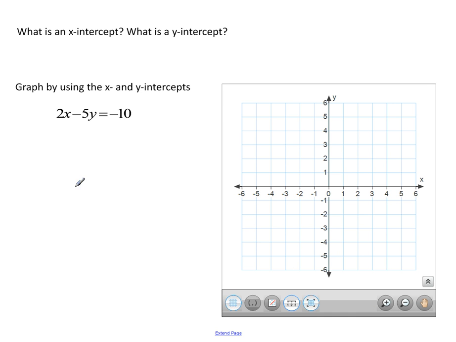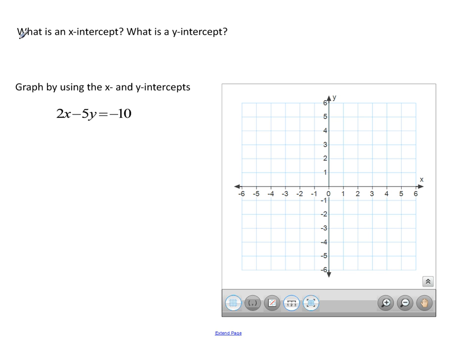Now, when it comes to graphing lines, there's more than one way to accomplish this task. What we've looked at so far were examples where we've had to graph by using the function form. However, we don't have to use the function form always. Let's get a couple of definitions.